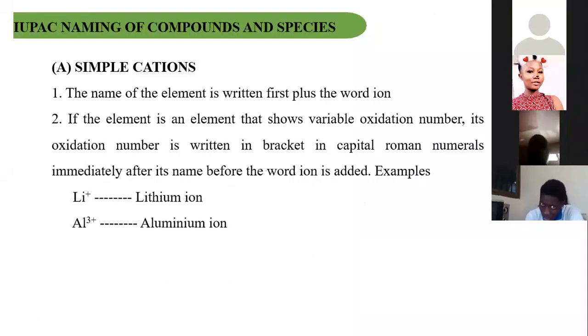Look at the second one. Al3+. Which element is Al? I see Al over there. It's aluminium. So I write aluminium, I leave space, and I add the word ion. That's all. That's the name of Al3+: aluminium ion.